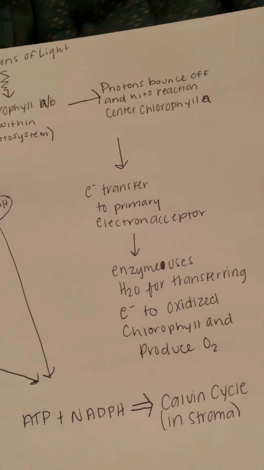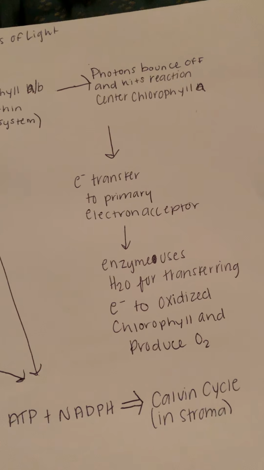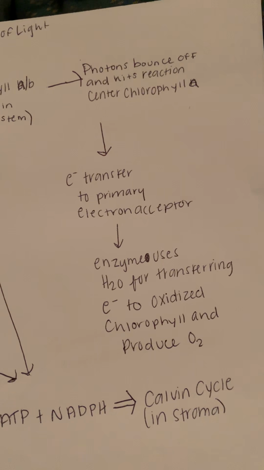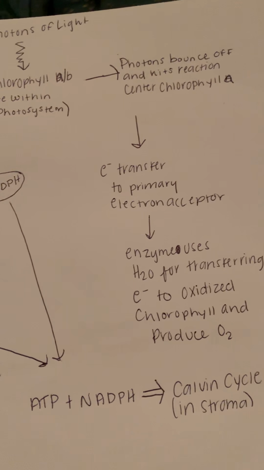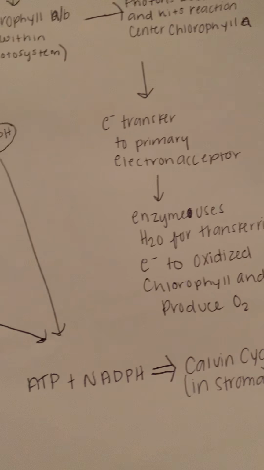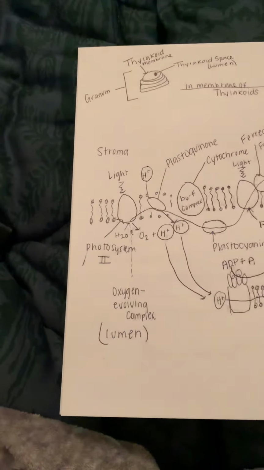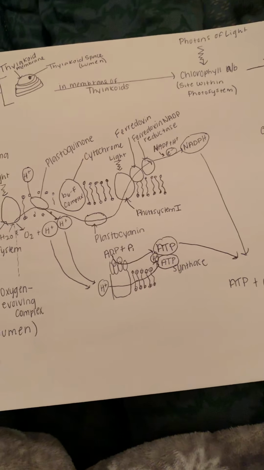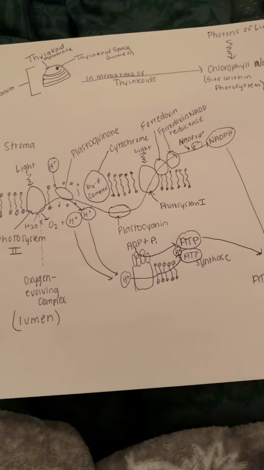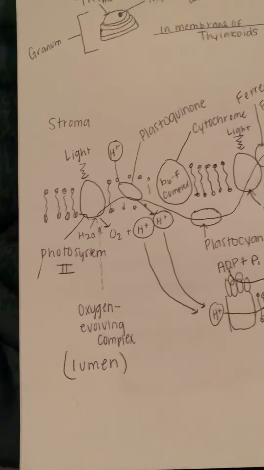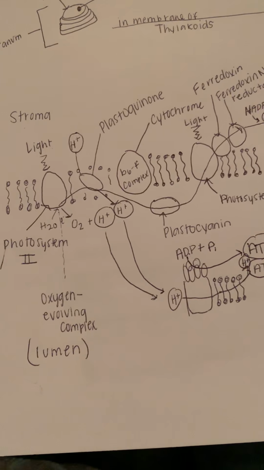Enzyme uses water for transferring electron to oxidize chlorophyll and produce O2. And so here's my basic diagram for that. I'll go really slow and let you look at it for a minute.